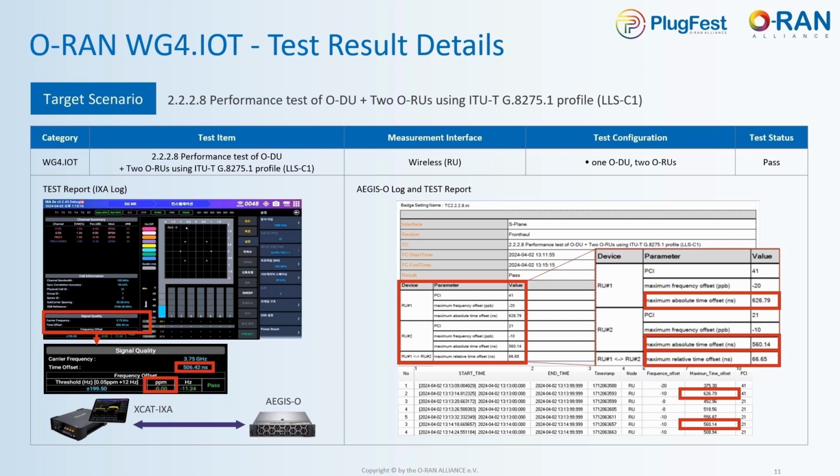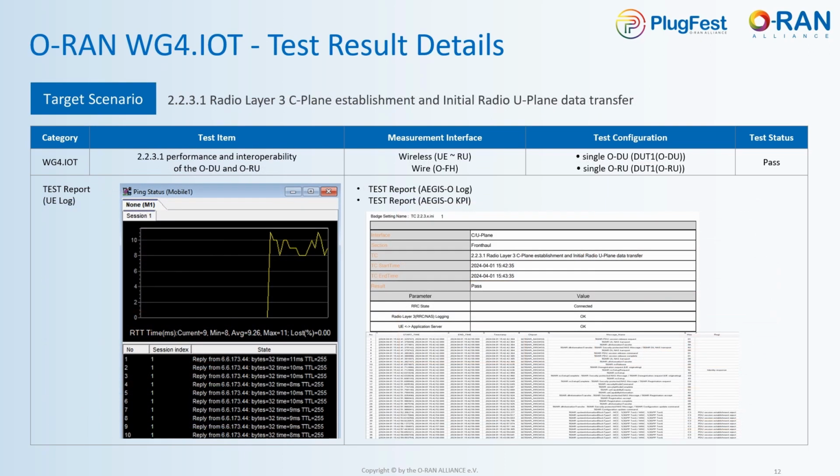EasySO periodically receives data from XCAD IXA, so it calculates the relative time between two RUs. The standard value of category B is that time offset is within plus or minus 260 nanoseconds, so the test was passed. The next test item is performance and interoperability in the CU plane. It's a test to validate DU and RU wireless system capabilities, performance, and interoperability using the fronthaul interface.